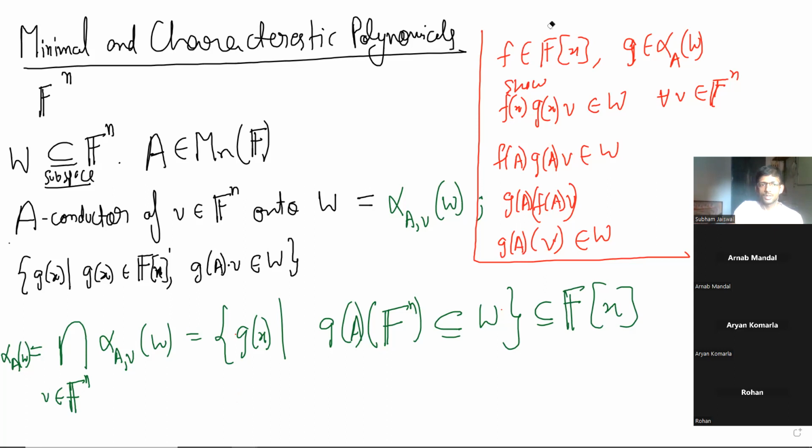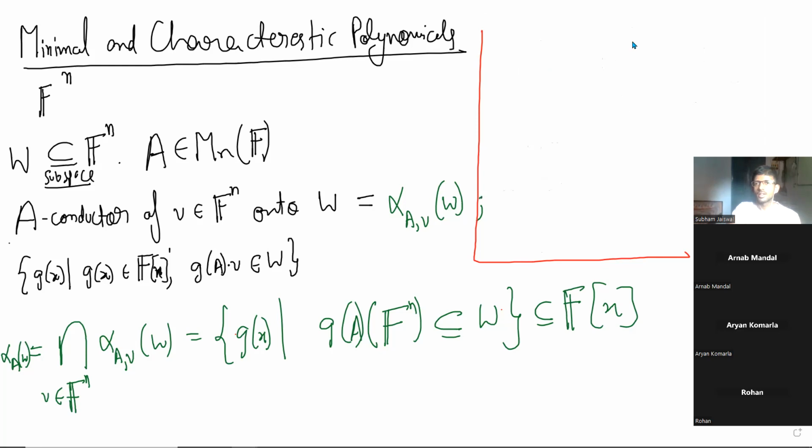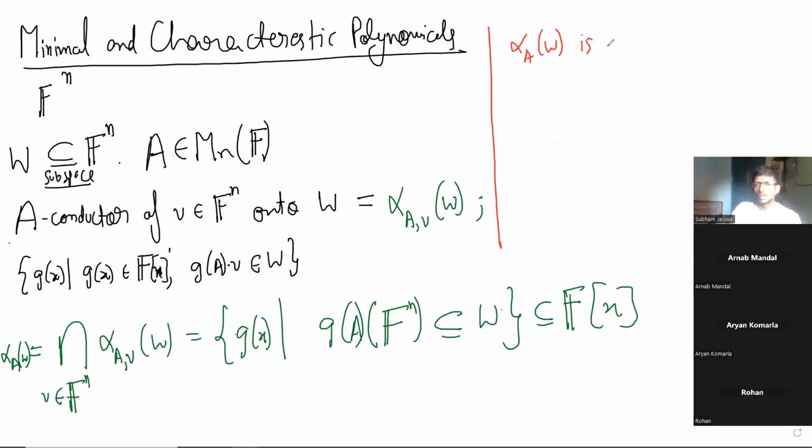So we'll just do it on this page itself. This was just a check. It's an ideal in a polynomial ring. So alpha A, W is an ideal. Wonderful. Which means that alpha A, W, how will an ideal look like? It will just be some g which depends on A and W, and all its multiples.